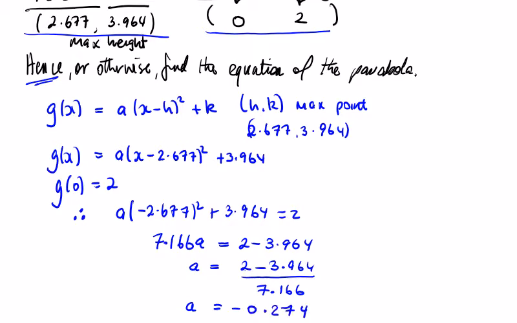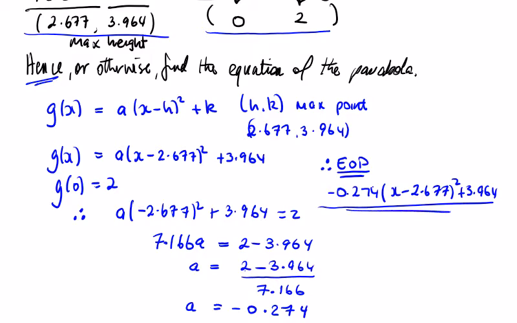And to avoid calculator use throughout the question, we're going to get minus 0.274. So the equation of the parabola becomes, I'll just call it EOP. The equation of the parabola is minus 0.274 times (x minus 2.677) to be squared plus 3.964. The equation of this parabola.